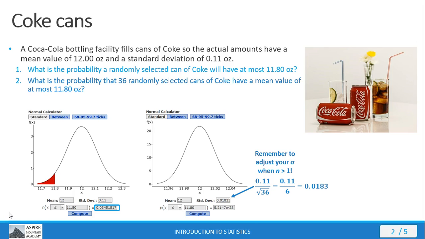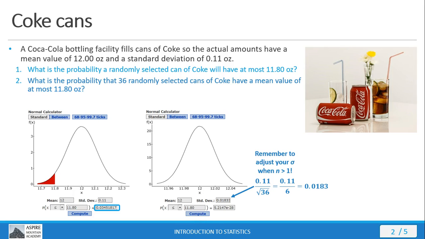And now I hit compute again, and now comes a really, really small number. I mean, 5.2 times 10 to the minus 28. Okay, that means there's 27 zeros in between the decimal point and this first non-zero digit, which is a 5. That's a really small number.